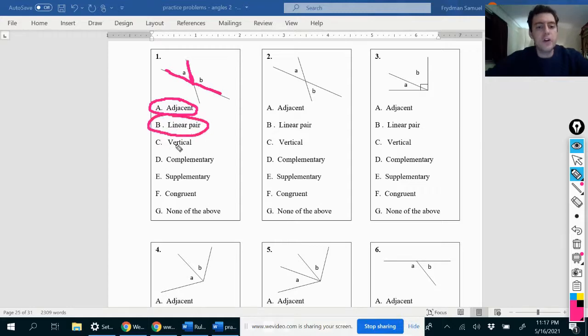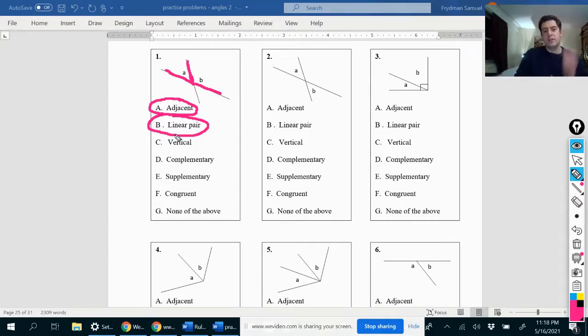Are they vertical? No, they are not. They are formed from the same two intersecting lines, but they're not across from each other. Okay, for them to be vertical, angle B would have to be over here, and then A and B would be vertical. Or maybe angle A could be here, and then B and A would be vertical. But these are adjacent, they're not vertical. Okay, so very, very important. You're never going to circle adjacent and vertical in the same problem, because if angles are adjacent, then they're not vertical.